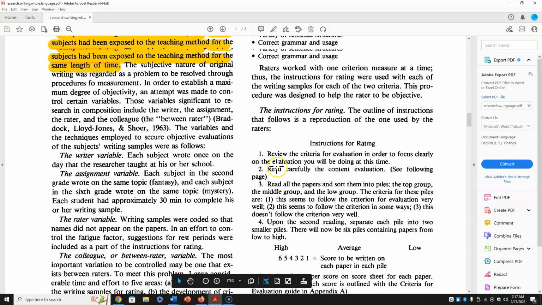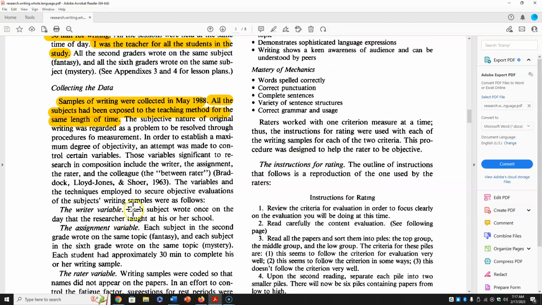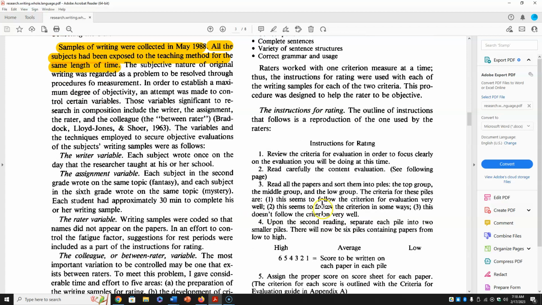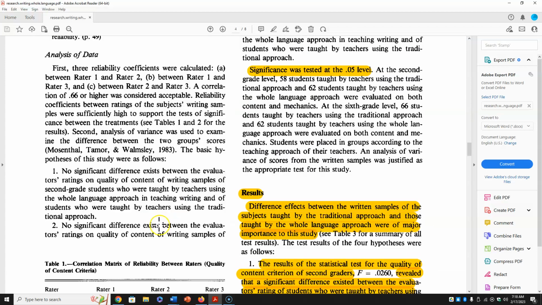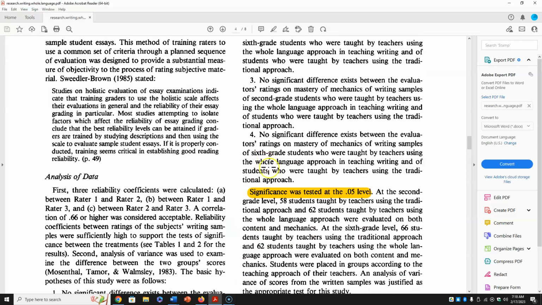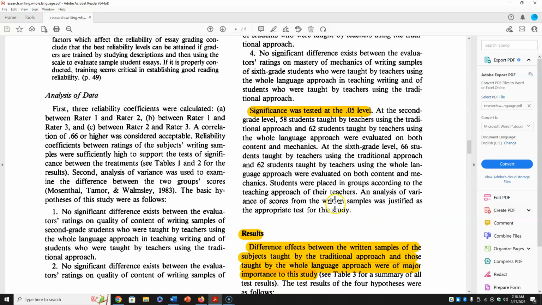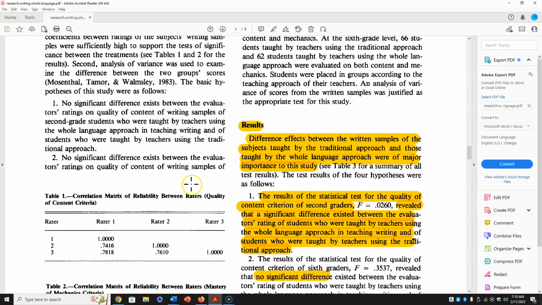All right. And she talked about different variables controlling and that sort of thing. And that's good stuff. I read that after I got finished with it. All right. Significance, statistical significance at the 0.05 level. Okay, very good. Results. And again, this is how you initially read a study. Different effects between the written samples of the subjects taught by the traditional approach and those taught by whole language approach were of major importance to this study.